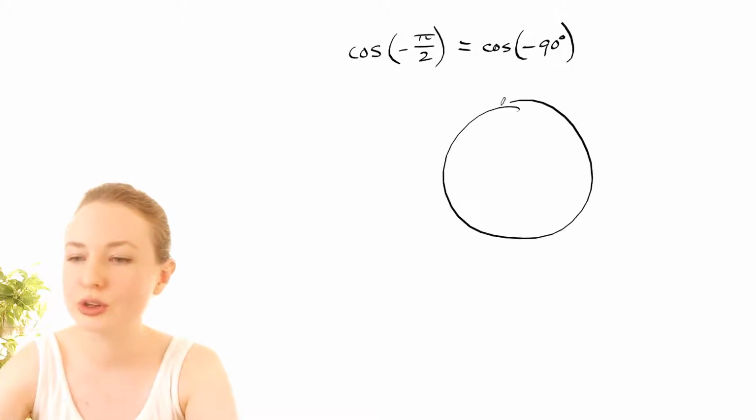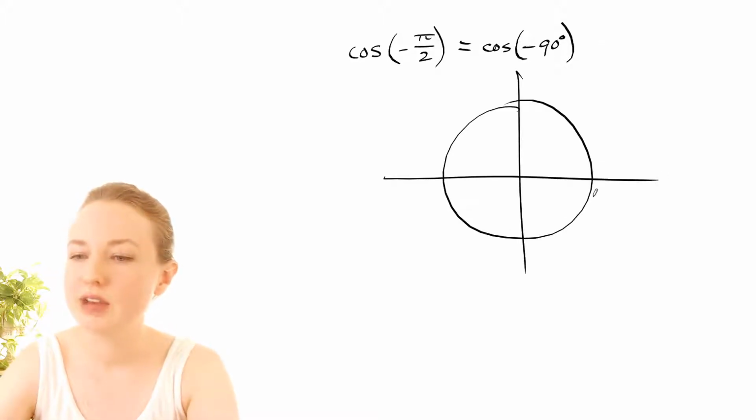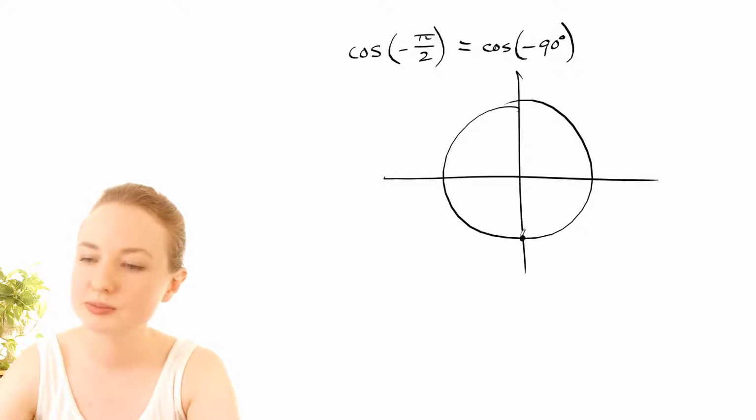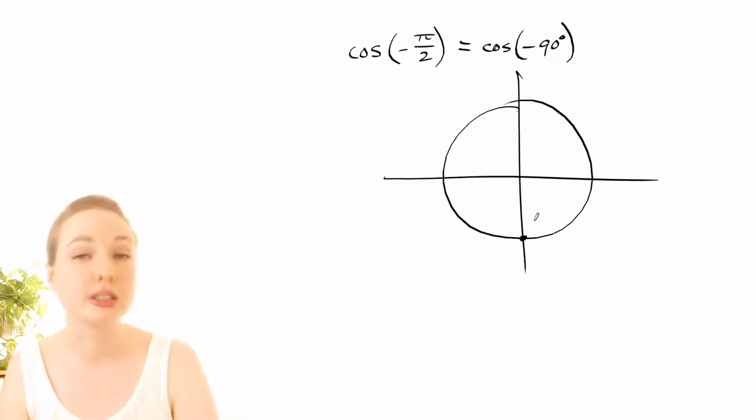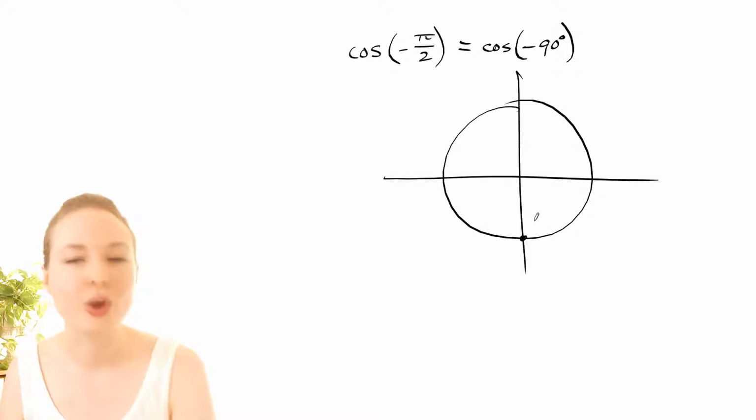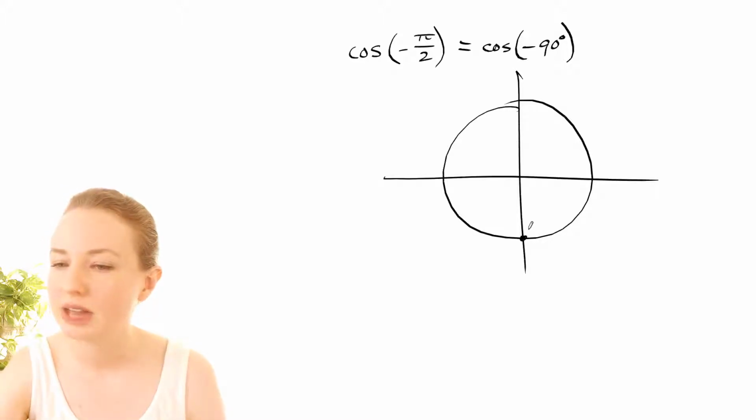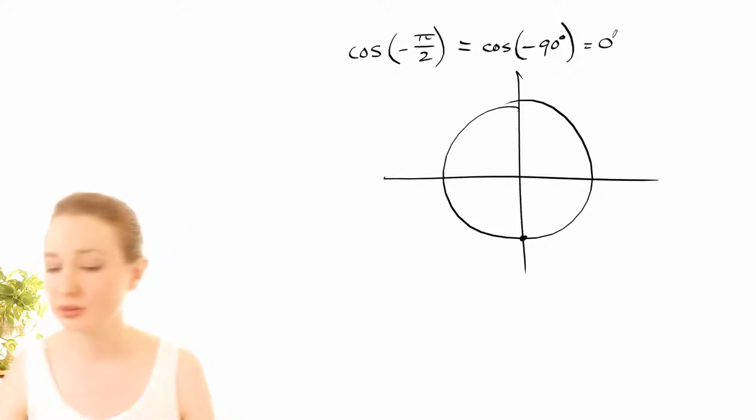So let's draw the unit circle. Negative 90 is down that way. And then cos is the x-coordinate. So what's the x-coordinate at that point? It is actually just 0. So cos negative pi on 2 is 0.